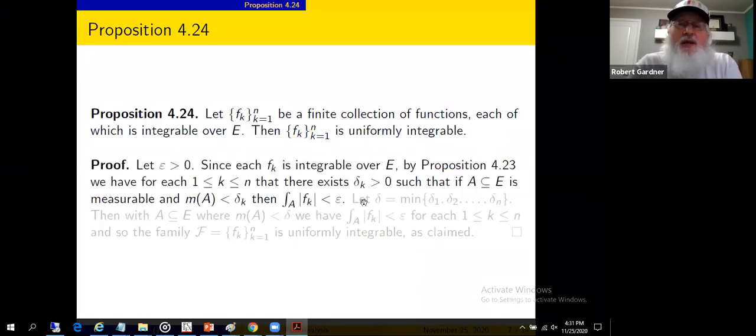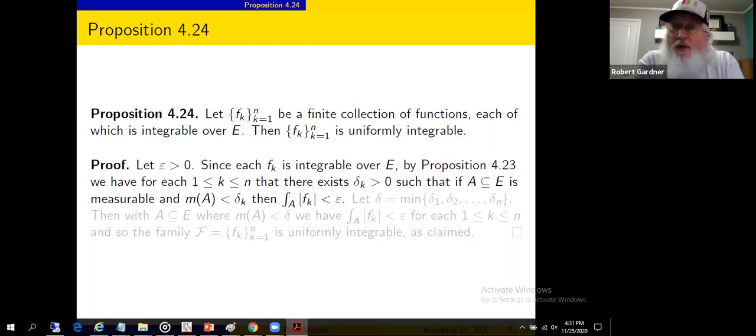Since each of the f sub k is integrable over E, Proposition 4.23 tells us there's a delta. So for each f sub k, there exists, say, a delta sub k, such that if we choose a measurable subset A of set E and the measure of that set is less than delta sub k, then the integral over A of f sub k is less than epsilon. That's Proposition 4.23 applied to function f sub k.